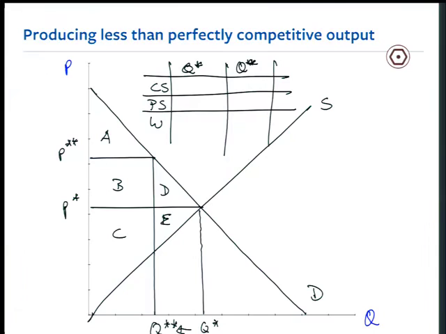So P star, Q star, let's do consumer surplus first. It's the area below demand, above equilibrium price, over the range of consumption, so it's going to be A plus B plus D. Producer surplus here is going to be the area above supply, below price, over the range of production. So it's going to be this triangle right here. It's going to be C plus E.